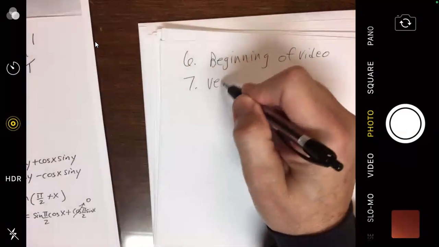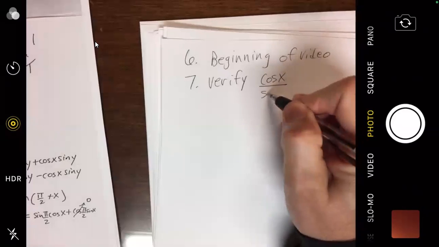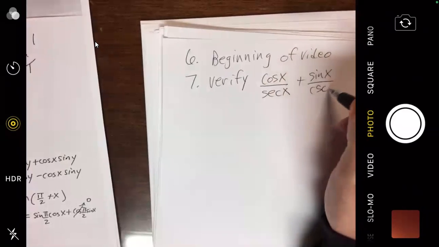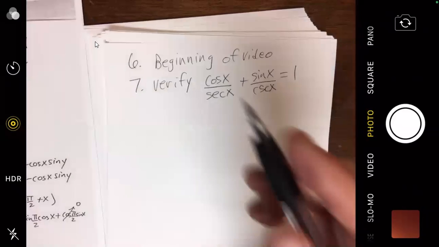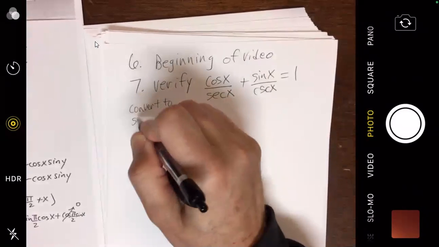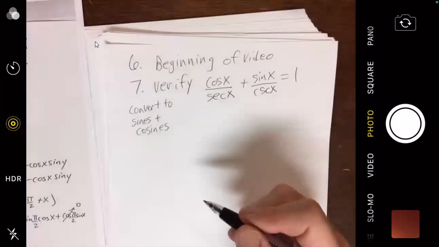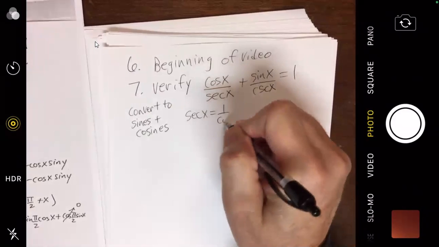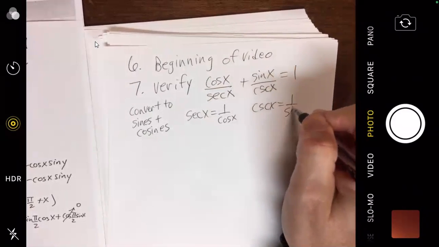Number 7, verify cosine of x over secant plus sine of x over cosecant comes up 1. Well, I'm going to convert to sines and cosines. So a secant is 1 over cosine, and a cosecant is 1 over sine.